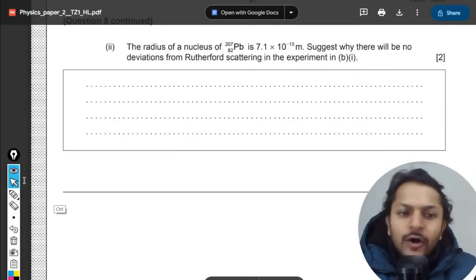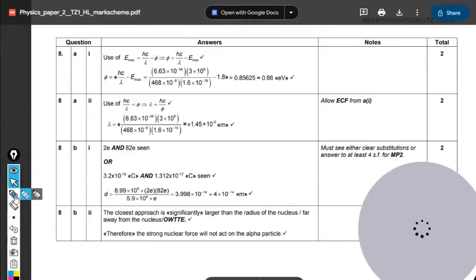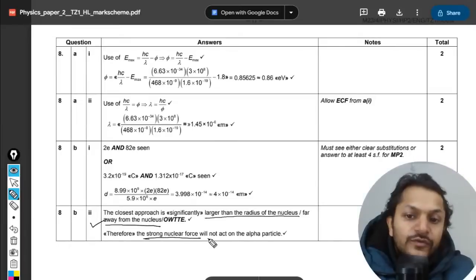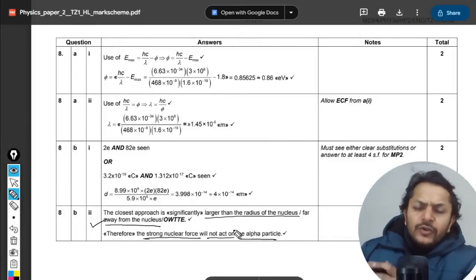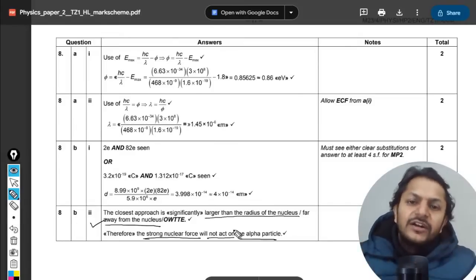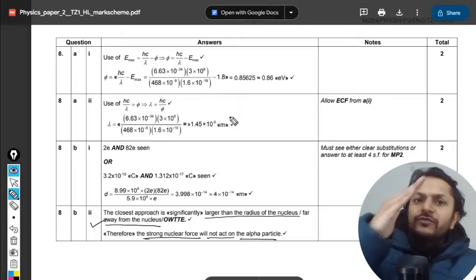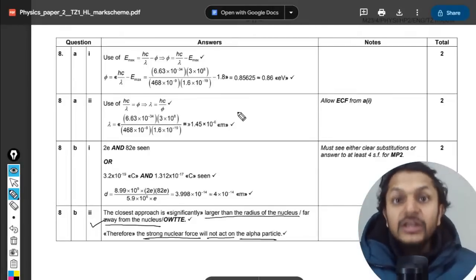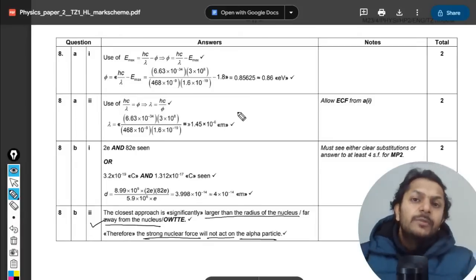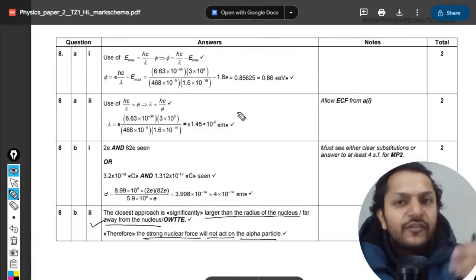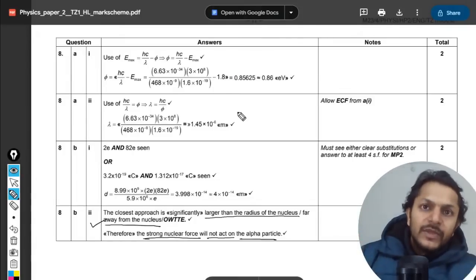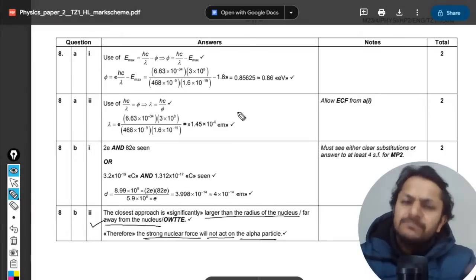But anyways, let's see how they have explained this. The closest approach is significantly larger than the radius of the nucleus, and it is far away from the nucleus. Therefore, strong nuclear force will not act on the alpha particle, as I have said. You can refer to a book like Sokolov's, where a graph is given showing what was expected in Rutherford's theory because of the mathematical expressions. But after it reaches some distance within the nuclear range, immediately there is a deviation from what is expected from Rutherford's theory, thereby proving that nuclear force exists, isn't it?